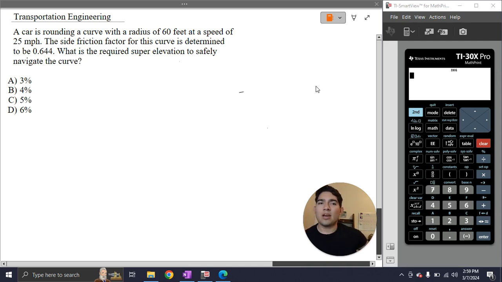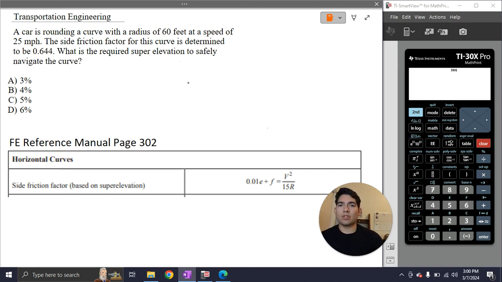So anytime that you have a transportation engineering problem on the FE exam, you got to make sure that you go to the reference manual and you find the right section with the formulas that you need. So in this case, we're going to be using this formula right here, which is on FE reference manual page 302. This is the side friction based on super elevation formula.